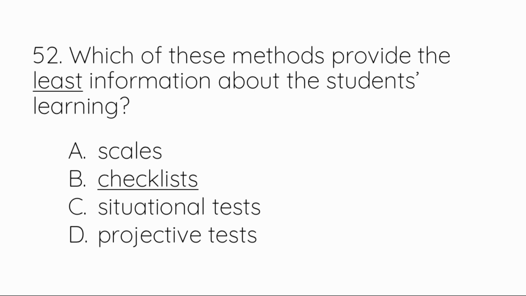Checklists. So checklists only provide information about the presence or absence and or frequency of manifestation of behaviors. So more than this, scales indicate the extent of possession of the behaviors in question. So situational tests naman indicate how the behaviors are manifested. And projective tests provide the greatest amount of information because they can reflect even those below the level of conscious awareness, like unconscious attitudes and motives, so making them highly informative. So the answer here, number 52, is letter B, checklists.